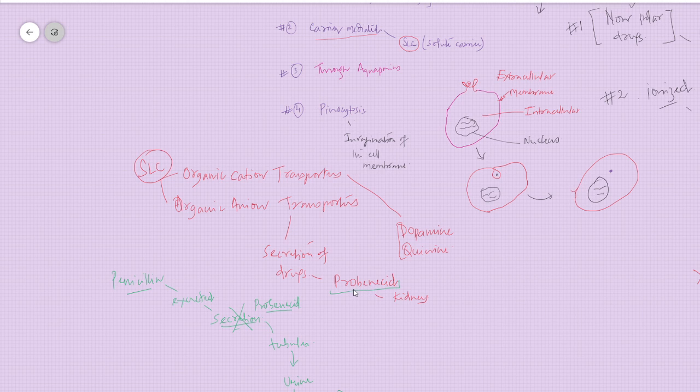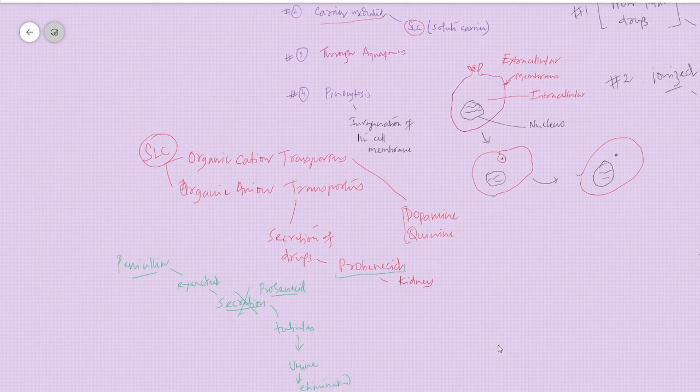So what is probenecid doing? It is involved in the secretion of drugs through the organic ion transporters. Organic anion transporters actually secrete probenecid for elimination. But probenecid itself has this interesting clinical application.